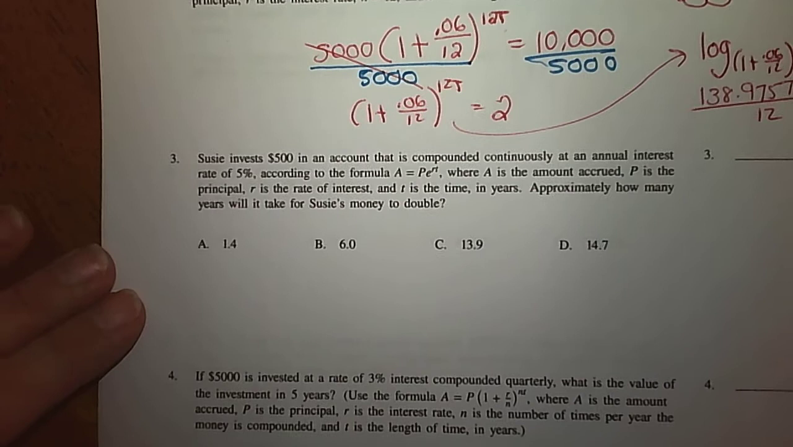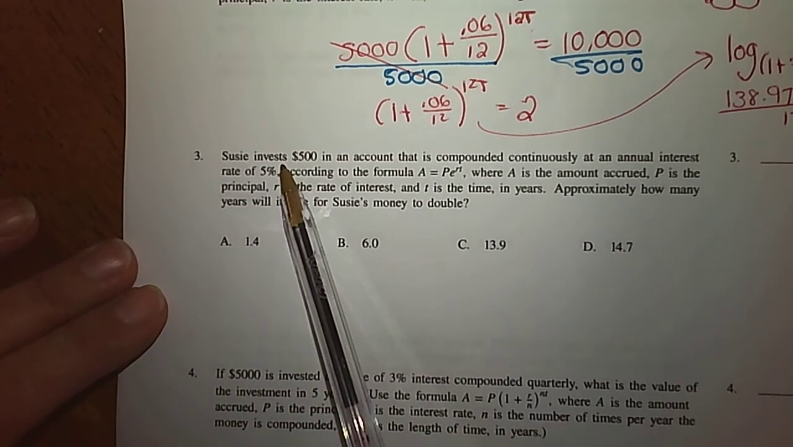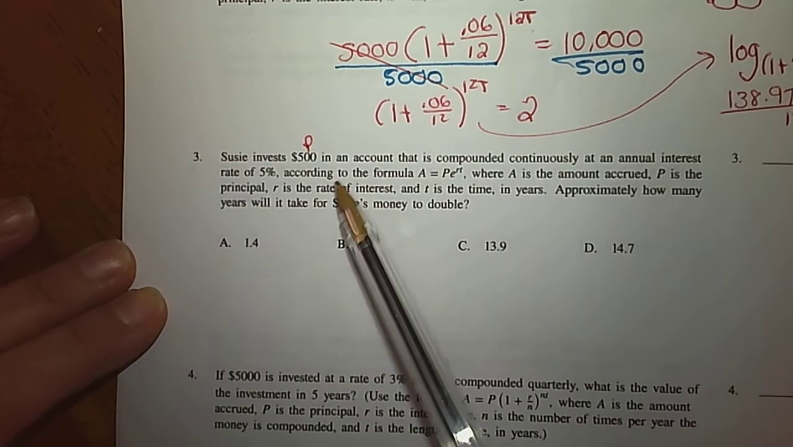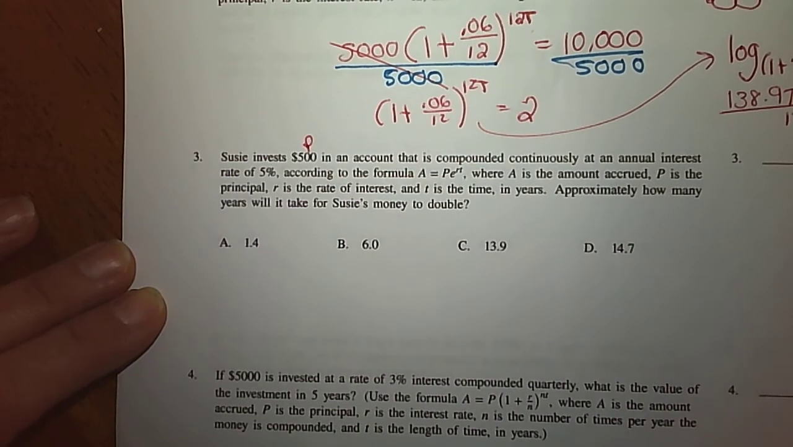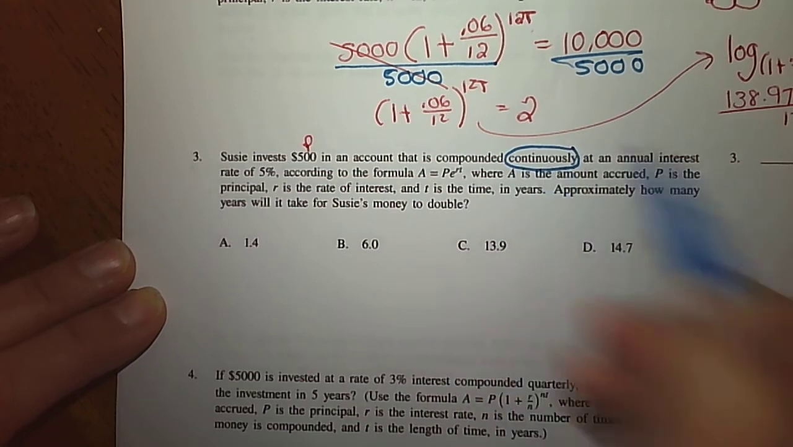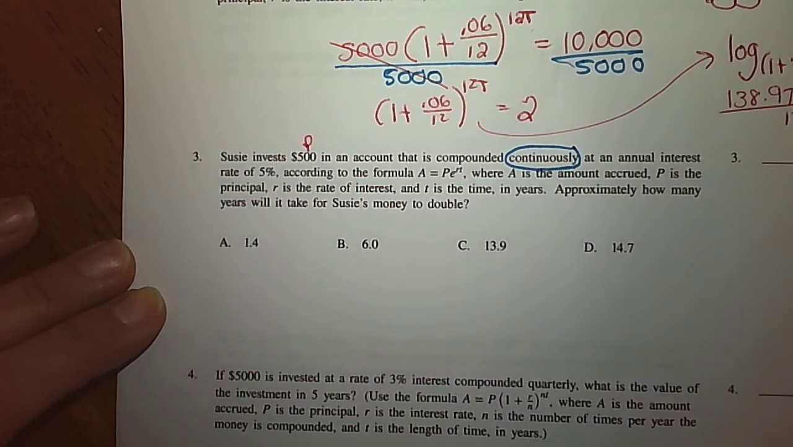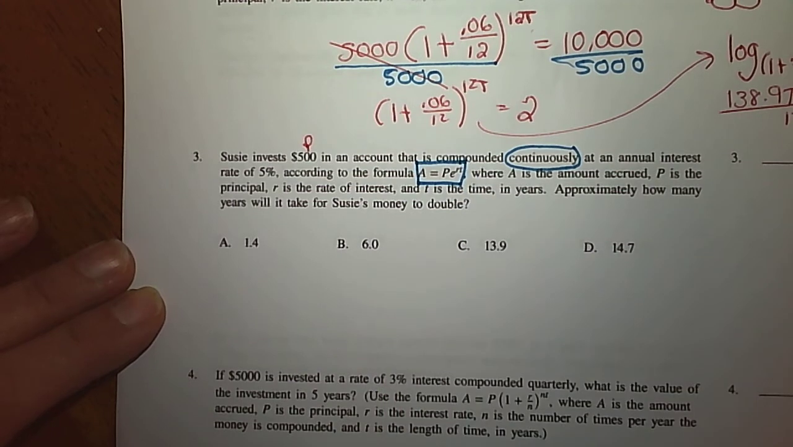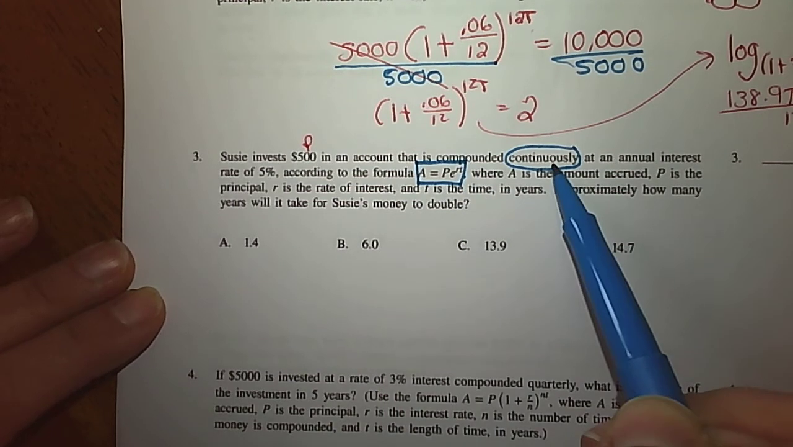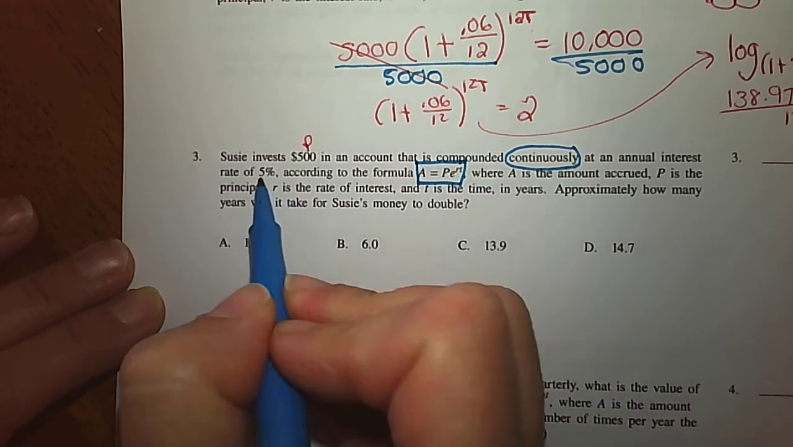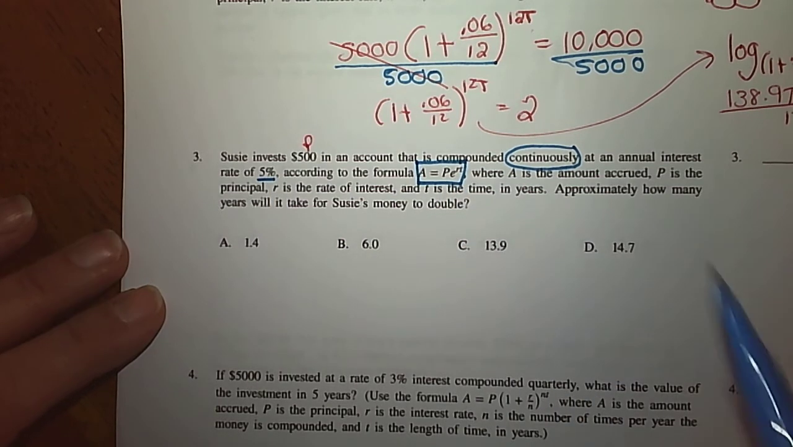All right, Susie invests $500, so that's the P, the original amount, in an account that is compounded continuously. Continuously means we're going to use PERT, and if you notice, they gave it to us right there. There's the PERT. So you guys see the word continuously, you're thinking P-E-R-T, and the rate is 5%.